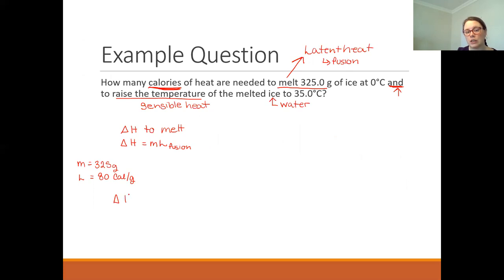Now we can calculate. So the change in heat is equal to 325 grams times 80 calories per gram, which gives us a total of 26,000 calories.